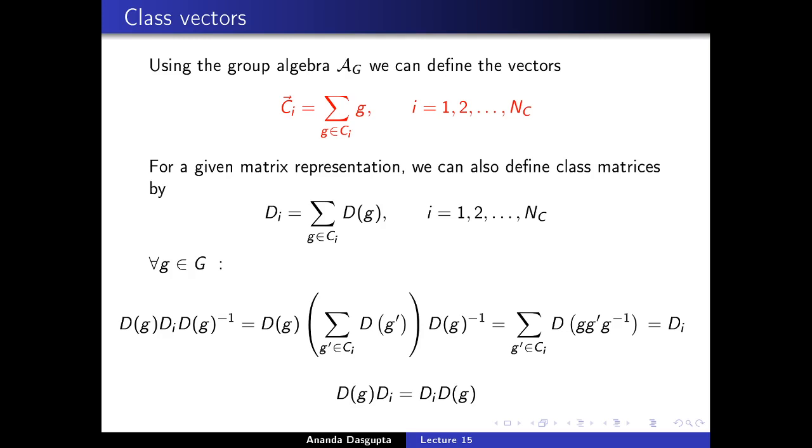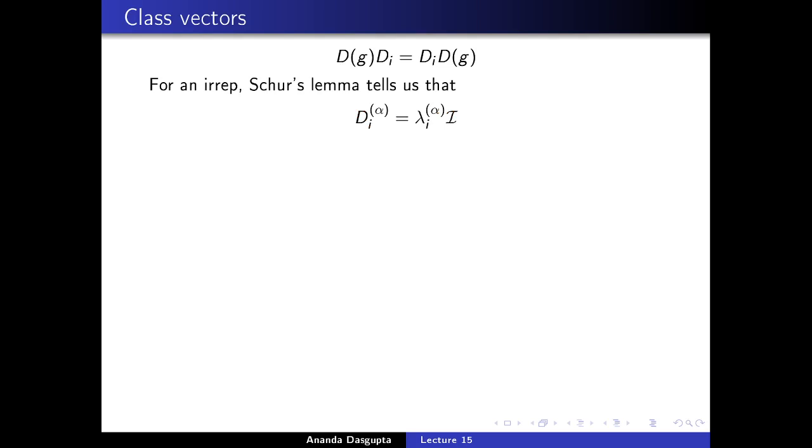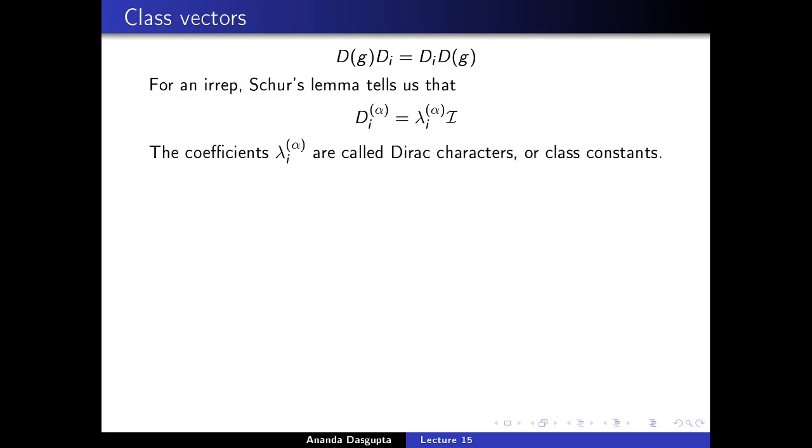But if my representation happens to be an irreducible representation, let's say the alphath irreducible representation, then Schur's lemma will immediately tell me that the Di corresponding to the alphath representation, Di alpha, must be a multiple of the identity. So it must be identity times a constant, which depends of course on the class i and which representation you're talking about. So lambda i alpha. Now these numbers lambda i alpha are actually related to the characters and they are called Dirac characters. Another name for these are class constants.